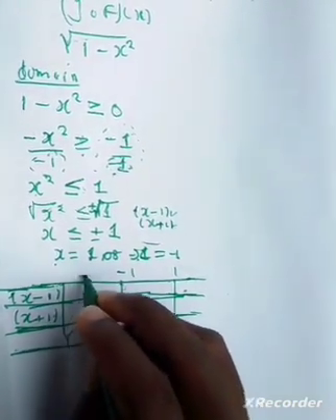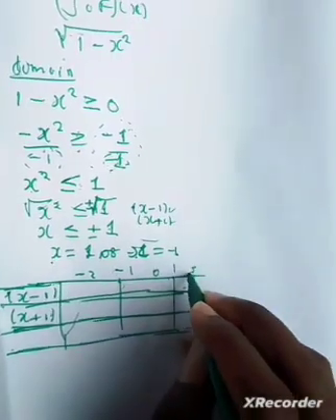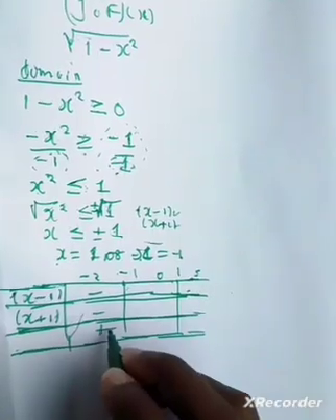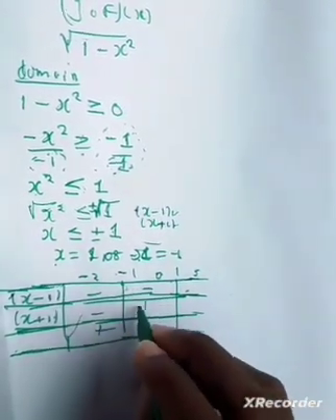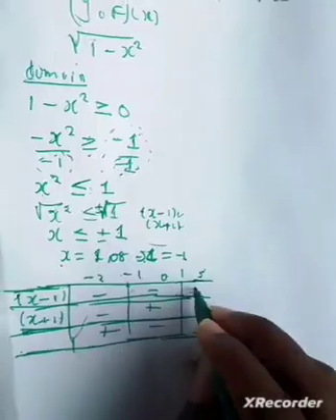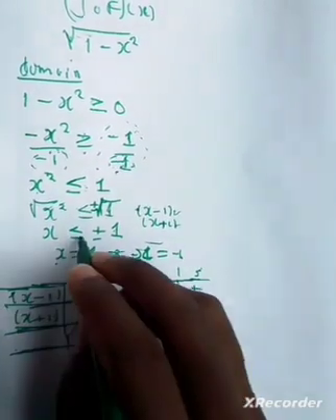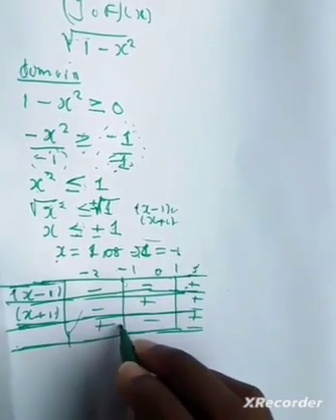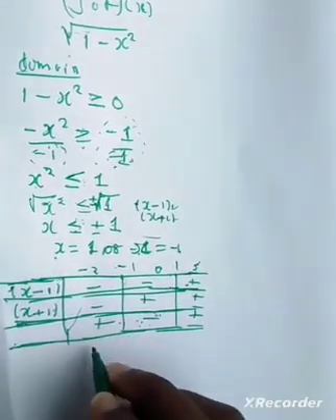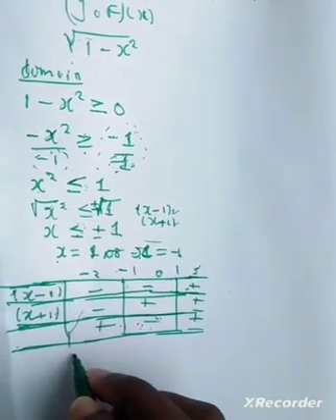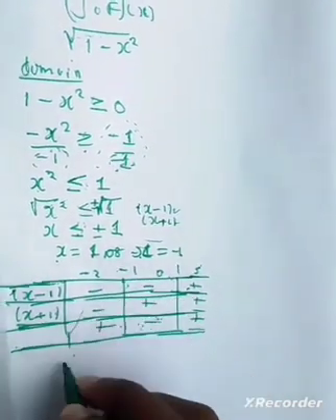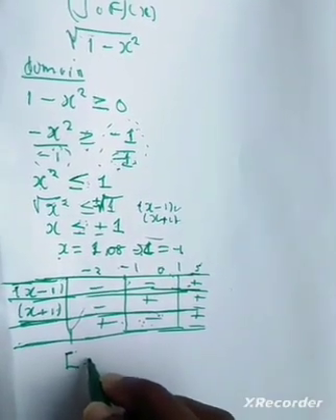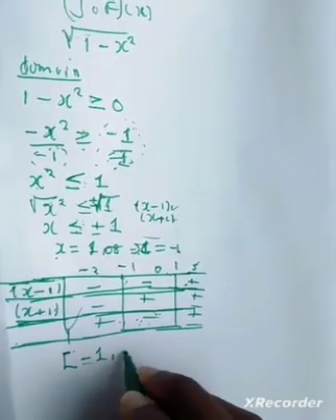So here they can be negative 2, here they can be 0, here they can be 5. If I put negative 2 here, I'll get negative, negative, so I'll have positive here. If I put 0, I'll get negative, positive, negative. If I put 5, I'll end up with positive, positive, positive. Now, since I'm having a less than or equal to symbol, I'm looking for the negative region, this region here. So the domain is between negative 1 and 1.